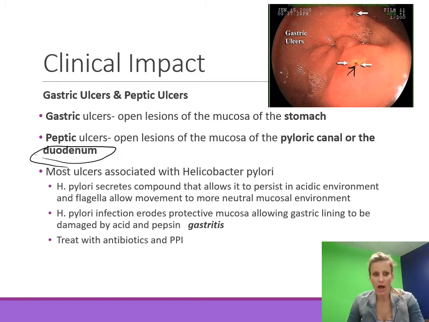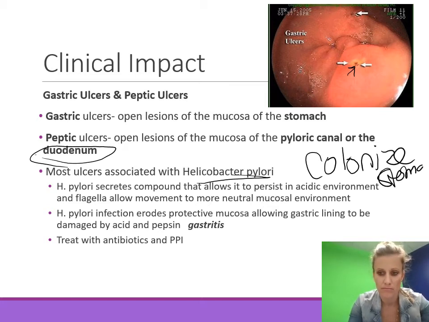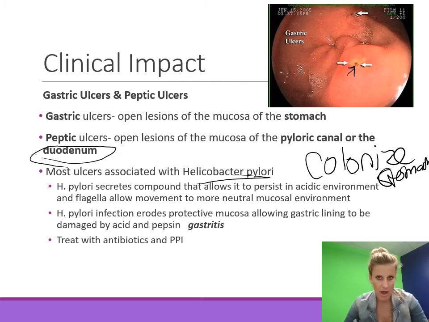Many ulcers are associated with a bacterium called Helicobacter pylori, or H. pylori. H. pylori can actually colonize the stomach. And this is strange, because the stomach, remember, is extremely acidic. So most bacteria cannot live in the stomach. H. pylori, though, has developed mechanisms to allow it to thrive in this acidic environment. Initially, H. pylori secretes a compound that neutralizes the acid and allows it to persist in the environment while it moves itself to a more neutral area.